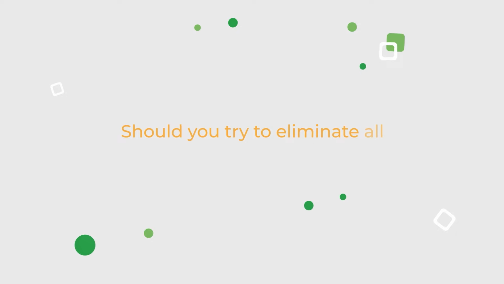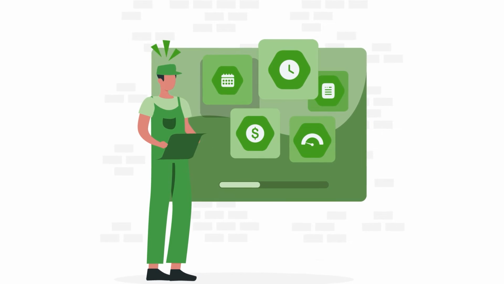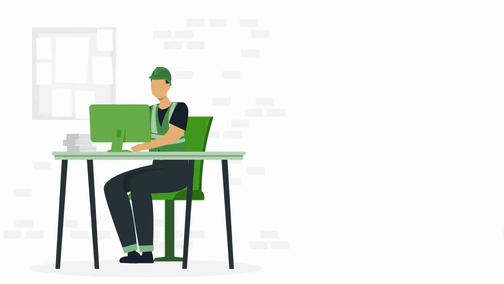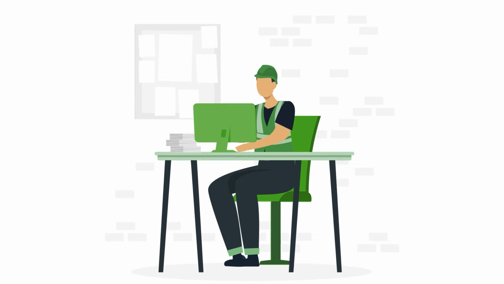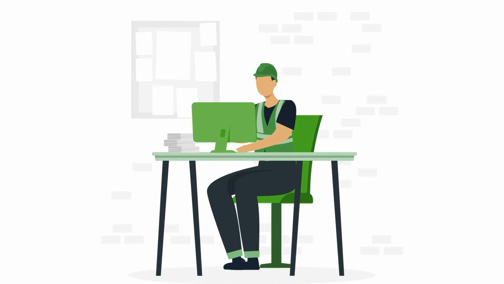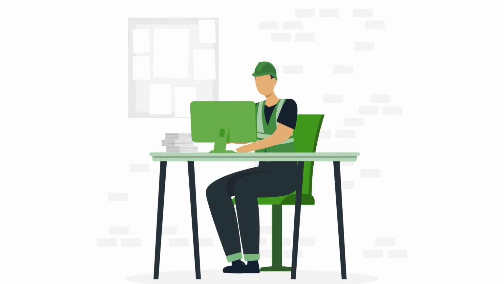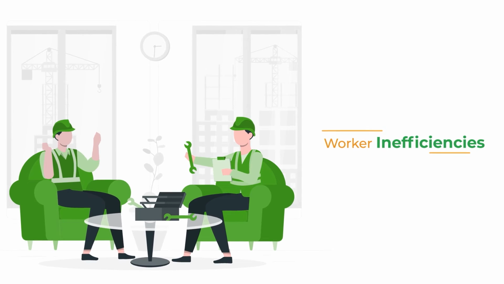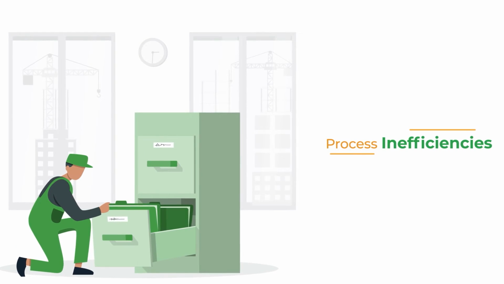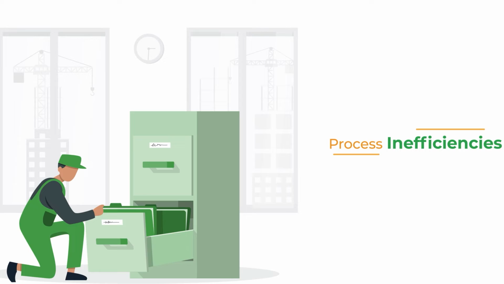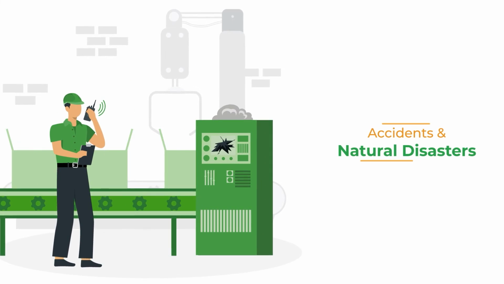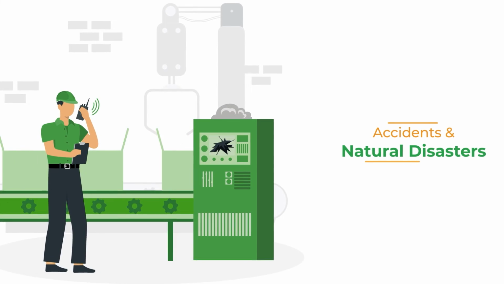Should you try to eliminate all idle time? No. But excessive idle time can harm your organization in the long run, leading to lost revenue and increased costs. The key is to monitor idle time so you can find any solvable or systemic inefficiencies causing it. These may be things like worker inefficiencies that result from burnout or lack of training, process and workflow inefficiencies such as approvals or documentation, faulty equipment due to lack of maintenance, accidents and natural disasters causing interruptions like power outages.